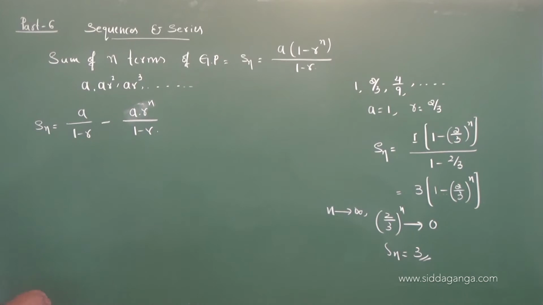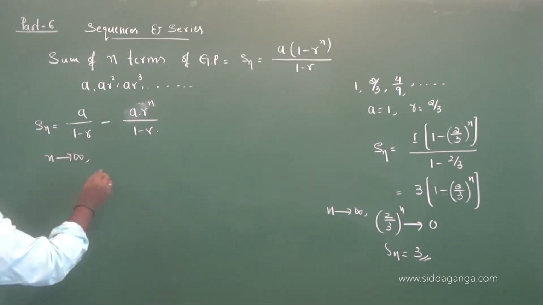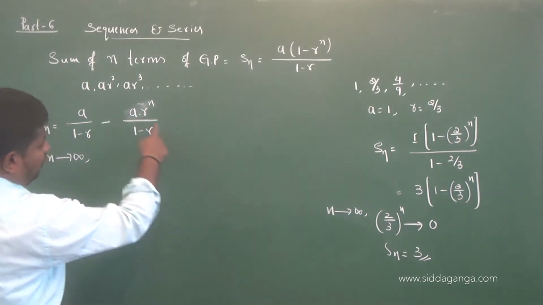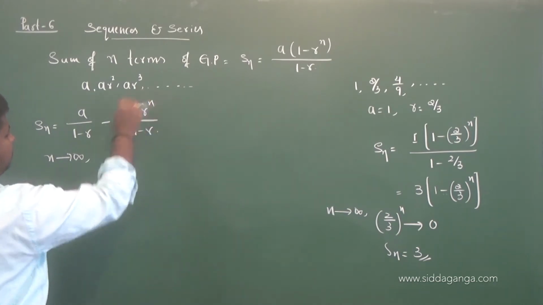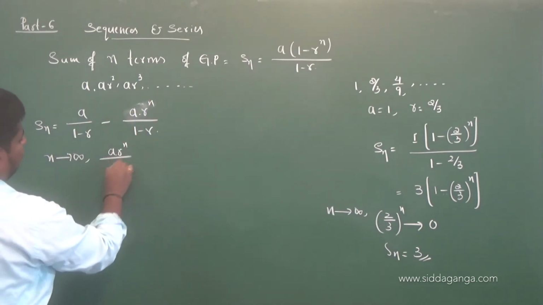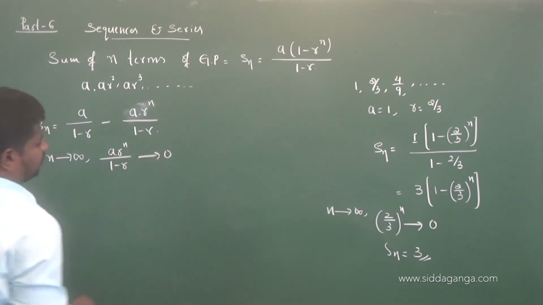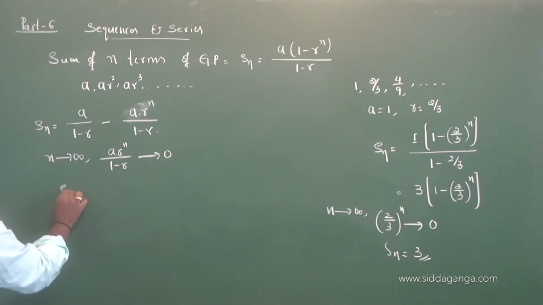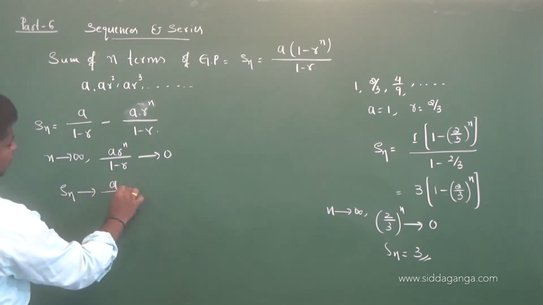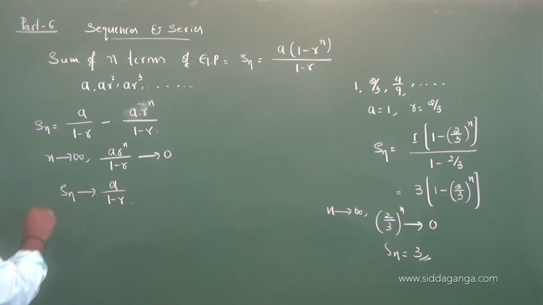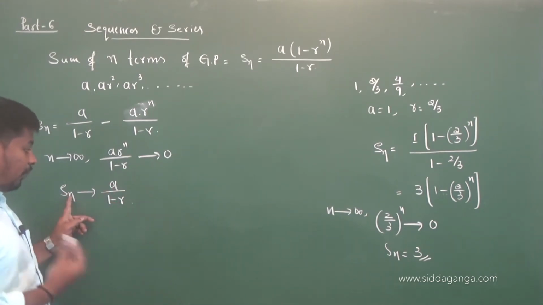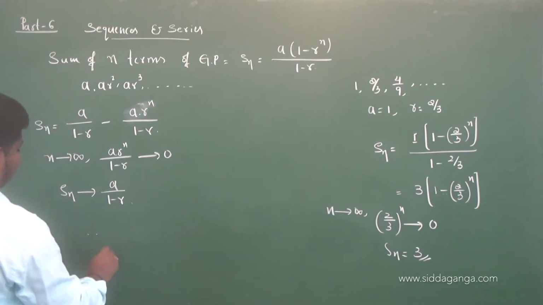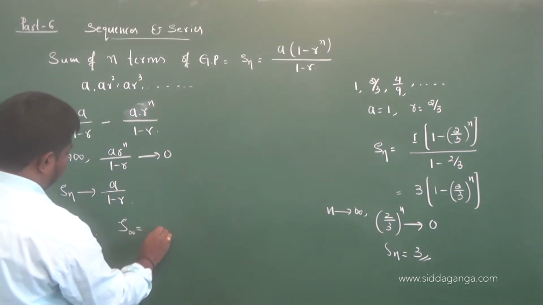Now, when n tends to infinity, r power of n, our 2 by 3 power of n, approaches 0. So a into r power of n divided by 1 minus r tends to 0. So now what do you get? Sn approaches a by 1 minus r when n approaches infinity. Therefore, we take the sum of infinite terms of a GP as a by 1 minus r.